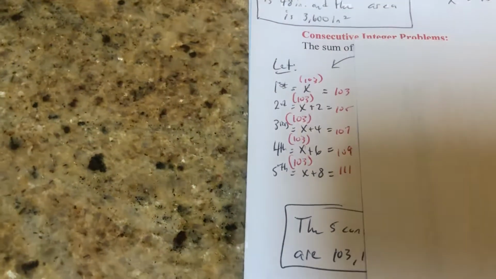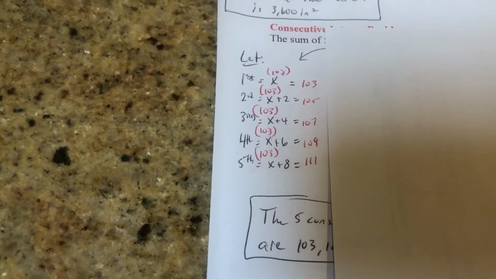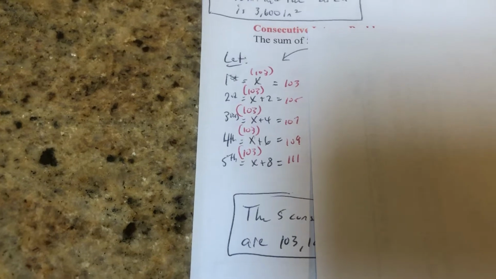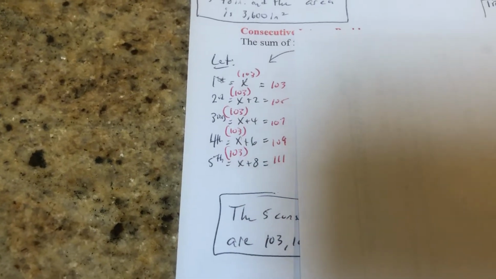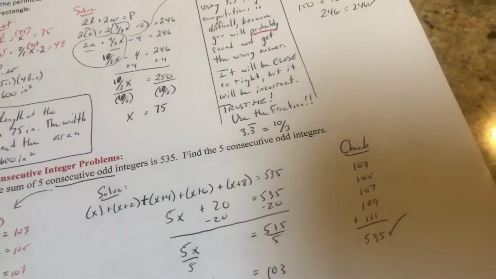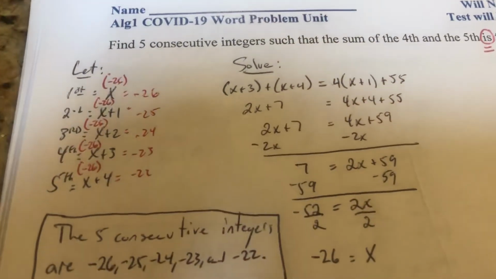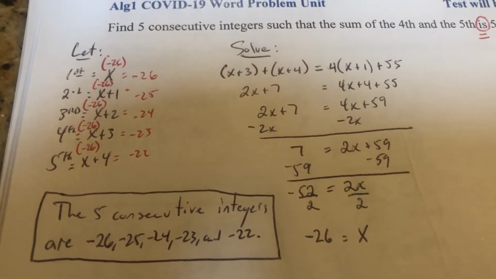It's going to be x plus 2, x plus 4, x plus 6, x plus 8. And again, ignore the stuff in the red. That's where the problem is done already. So, that's our let for consecutive even or odd integers. All right, and then if we go to the next page, regular consecutive integers gets the x plus 1, x plus 2, x plus 3, x plus 4.